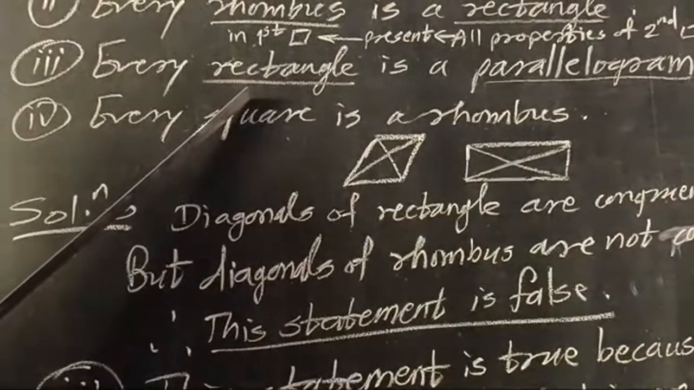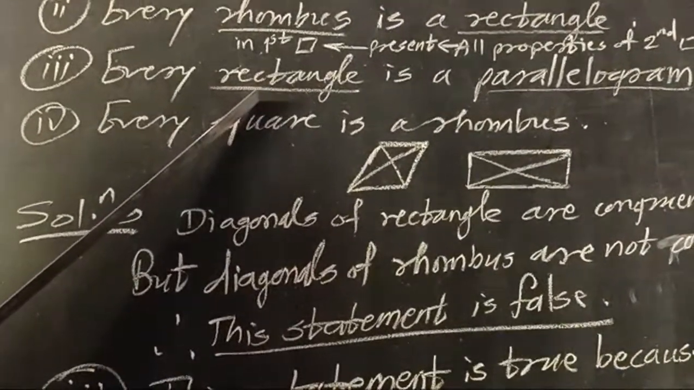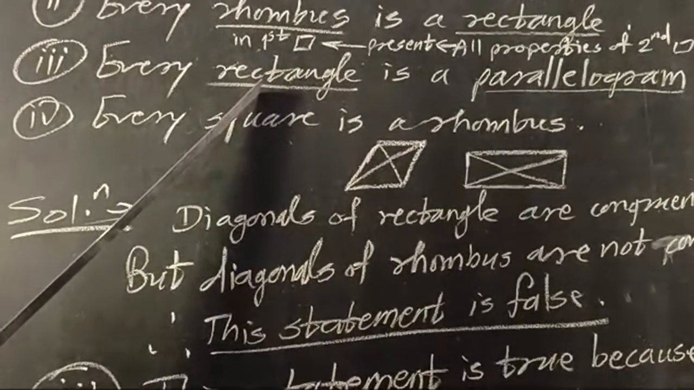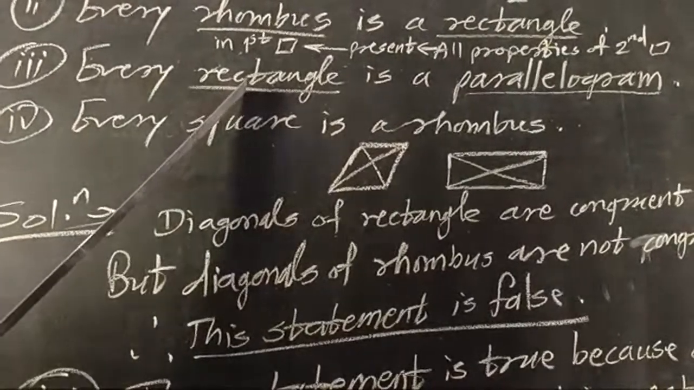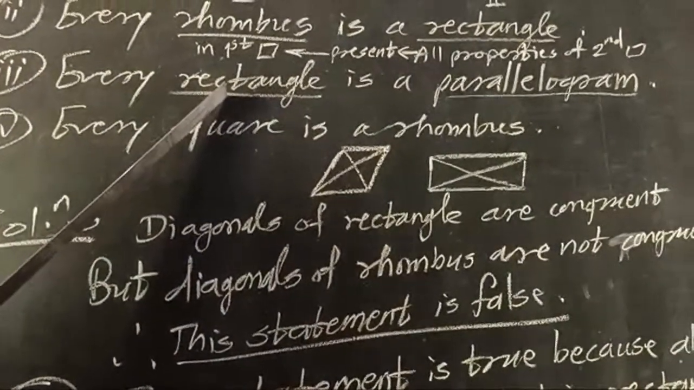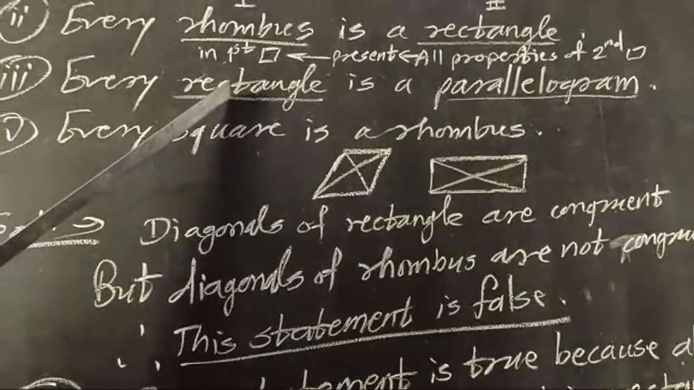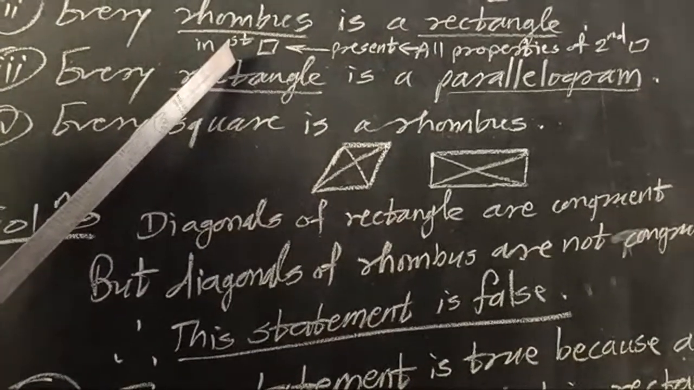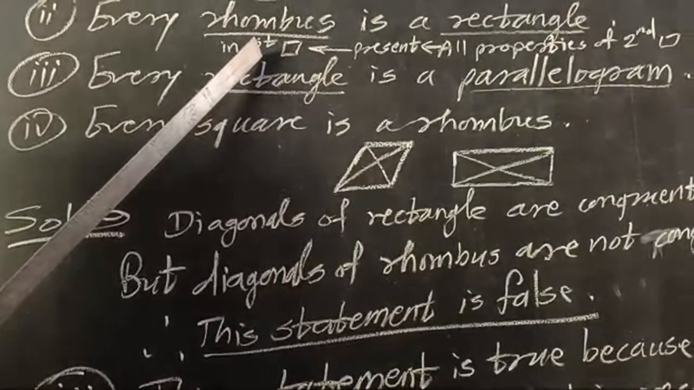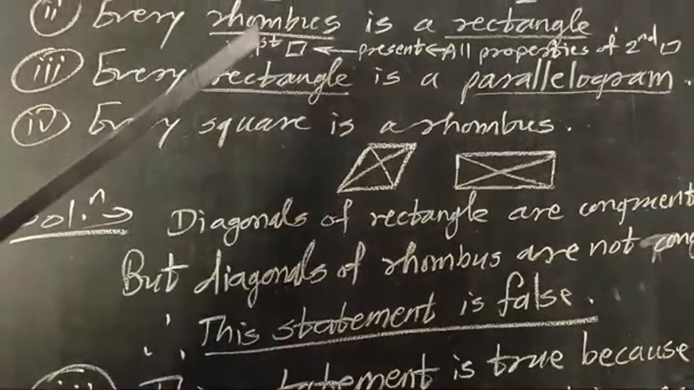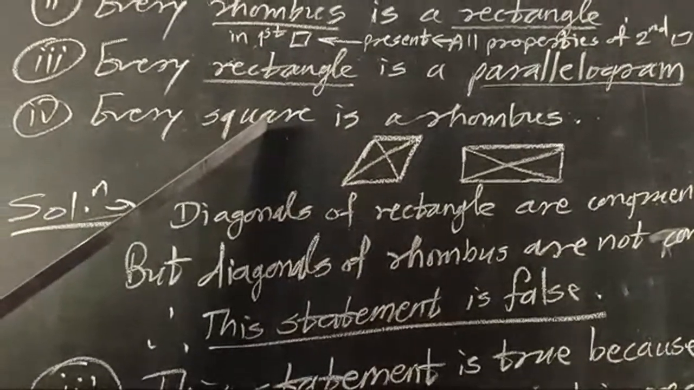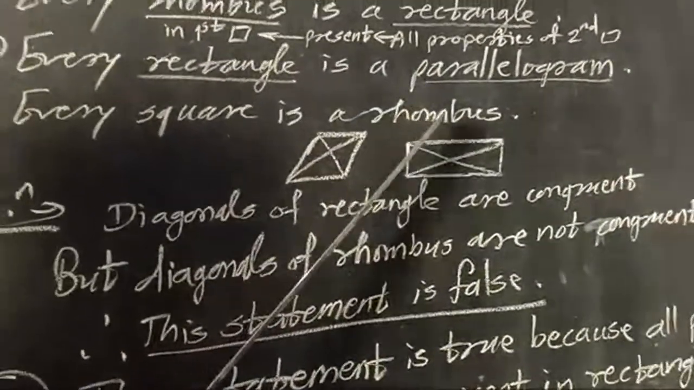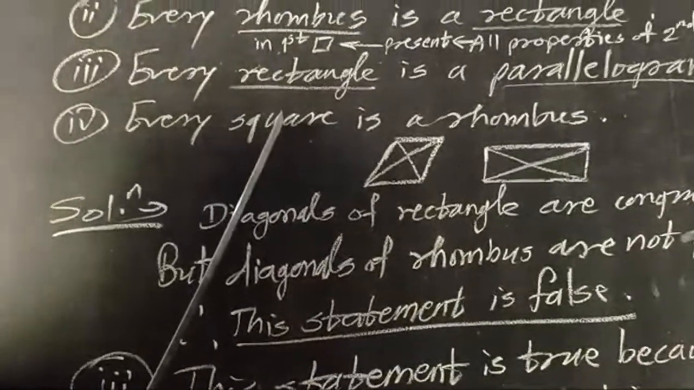Next. The diagonals of a square are congruent. No. Next. The diagonal of a square bisect the opposite angle. Yes. Diagonal of square also bisect the opposite angles. Means next property also satisfies square.